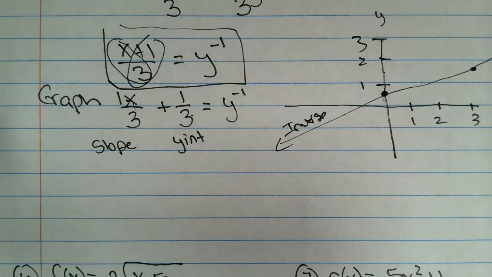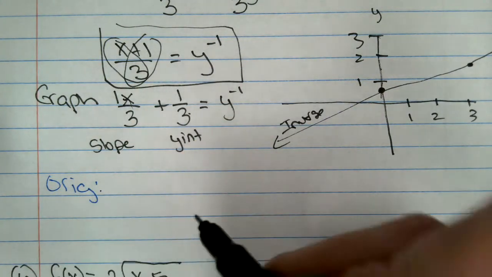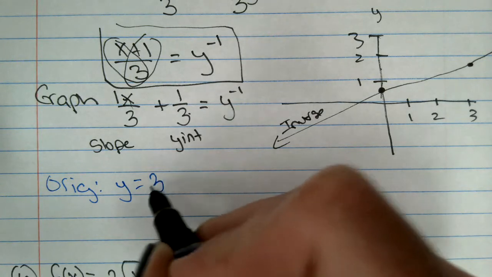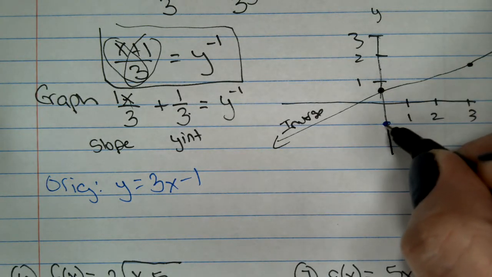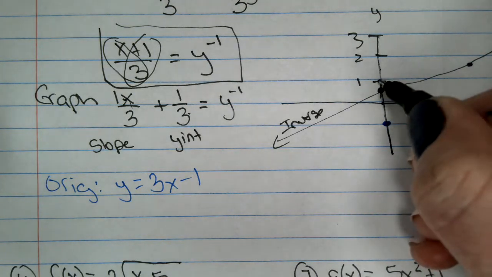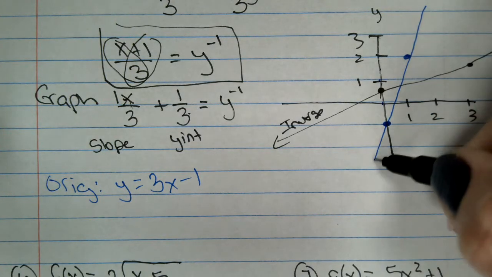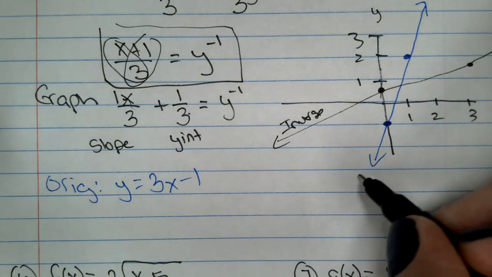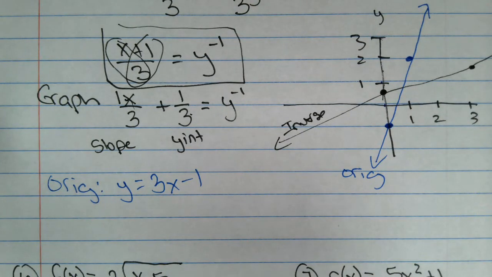And then if I wanted to graph my regular line, my original line was 3x minus 1. So I have a y-intercept here at -1. I would go up 3 and right 1. And that would be the graph of my original function.